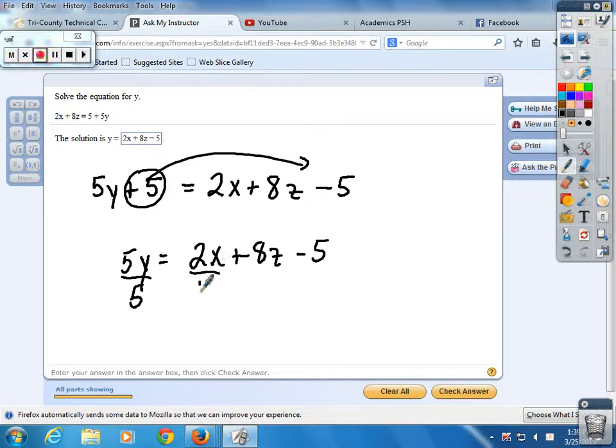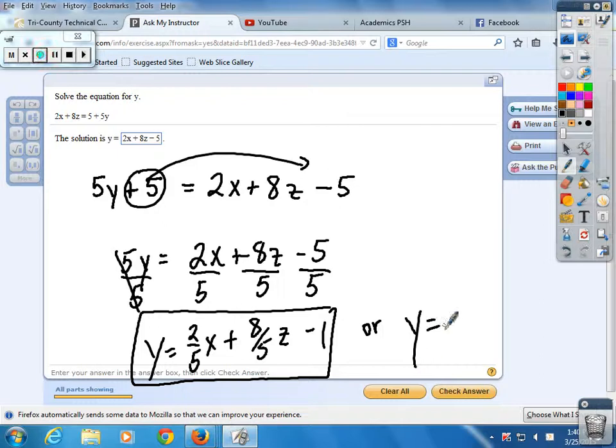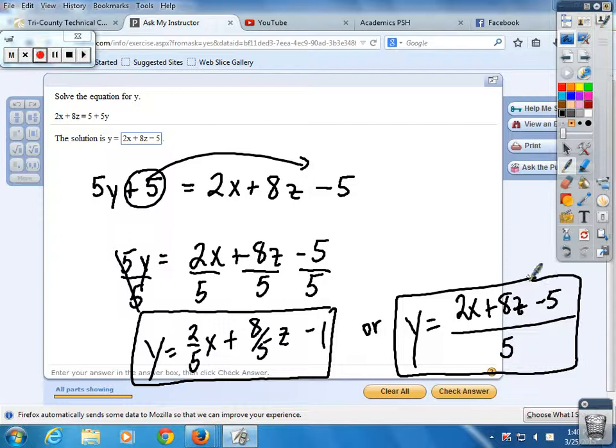Now, how do we get rid of multiplying by 5? Divide by 5, and you can write one big fraction, or you can write three small fractions. y is equal to 2/5 x plus 8/5 z minus what? 1. That's one way to write the answer. Another way to write the answer is just say y is equal to 2x plus 8z minus 5 over what? 5. That's your two possible answers, and I will take either one.